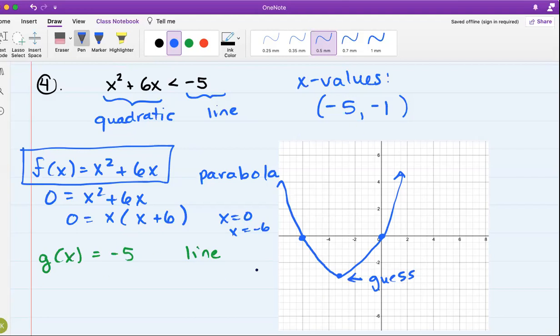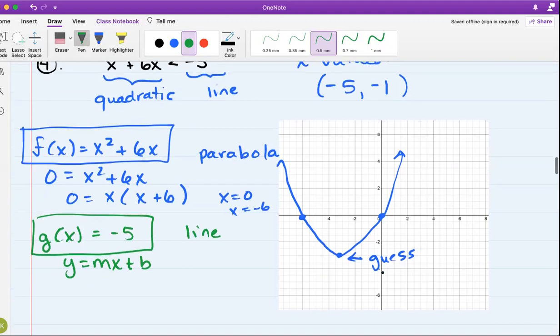Now let's graph this line, g of x is equal to -5. Now remember that a line is y equals mx plus b. Here, g of x is your y, and m is your slope. I don't have anything with an x here, which tells me my slope is 0. This is a horizontal line. So we need to draw this horizontal line at -5. So here is -5. So this is g of x. And this function up here is f of x.